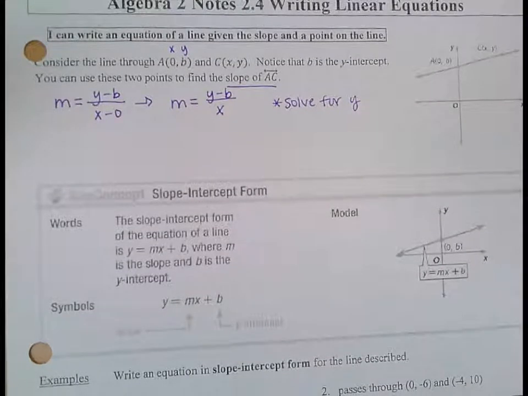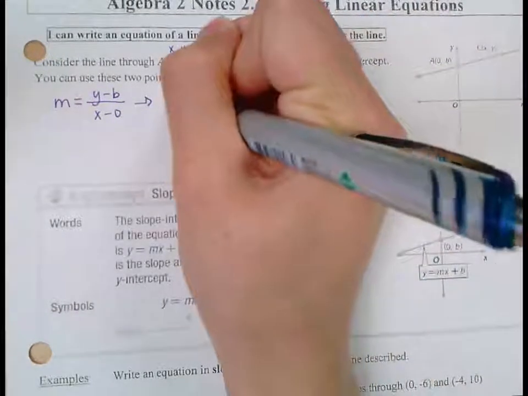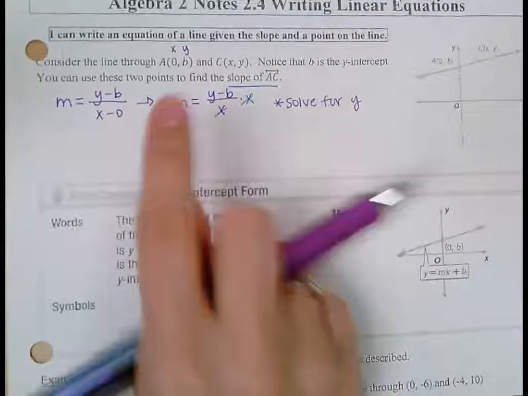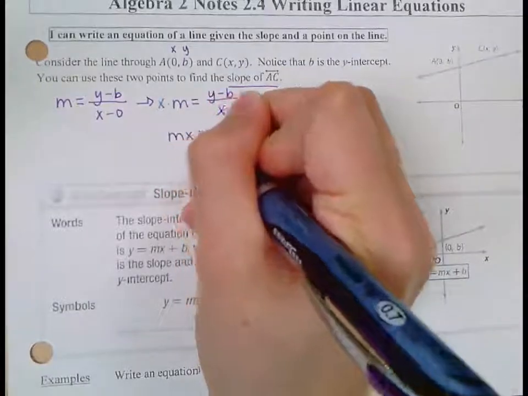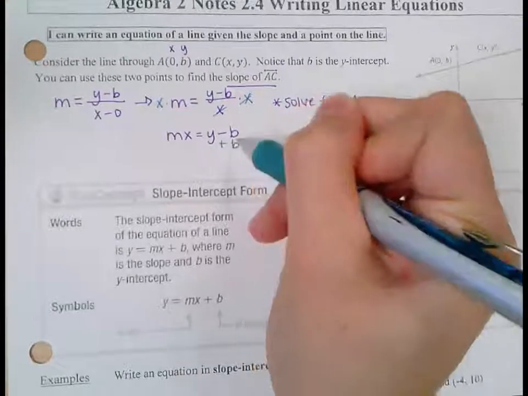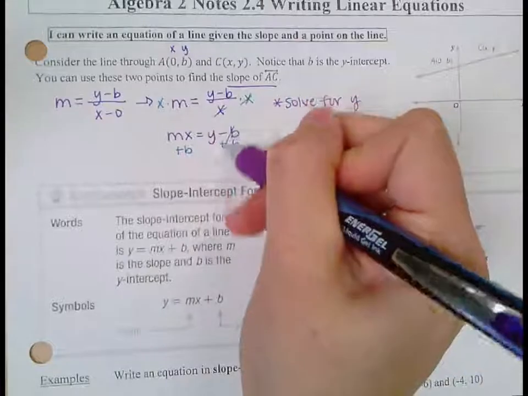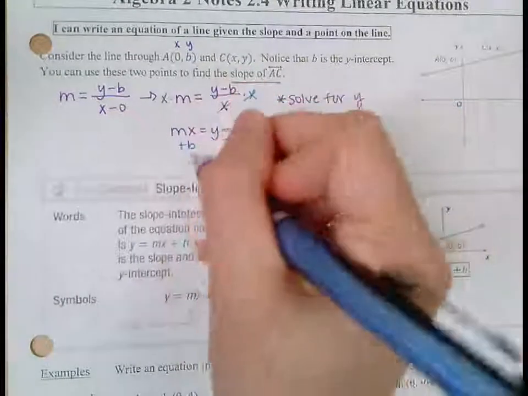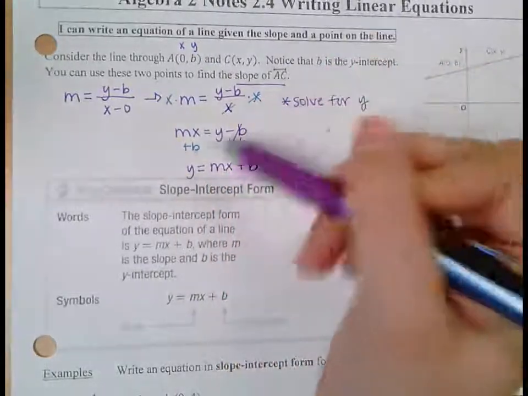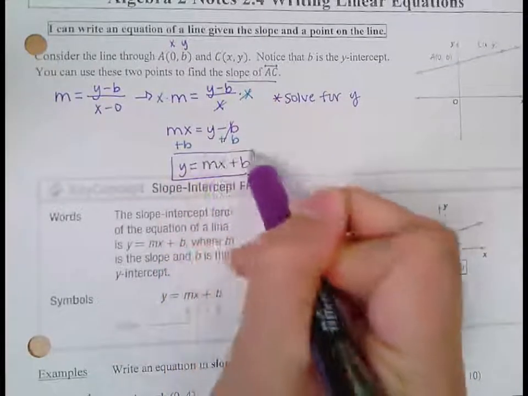I have to do something before I add b. I have to multiply by x first to cancel out that denominator. And rather than write x times m, I'll write that as mx equals y minus b, and then I can add b to each side. And so I'm not only adding b to each side, but then I'm going to flip it around as well so that it's y equals, and I have mx plus b on that left side there. So that's where that formula comes from.